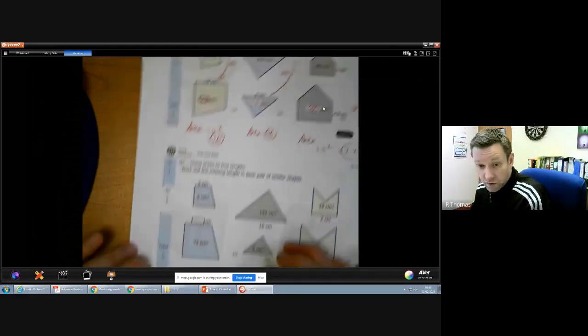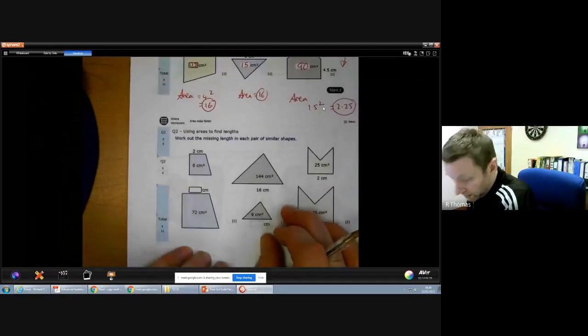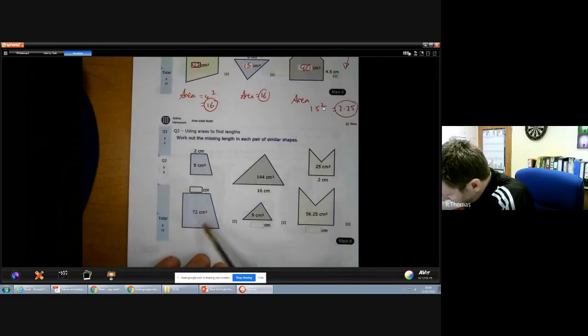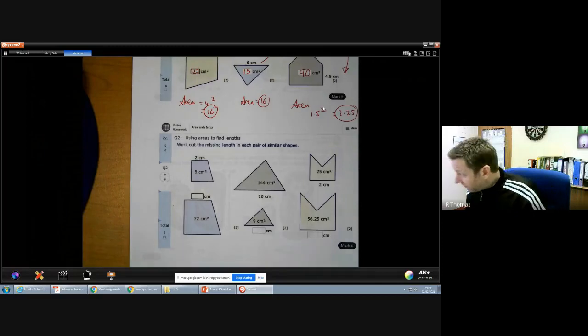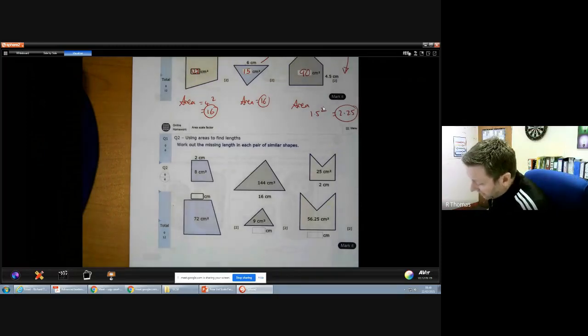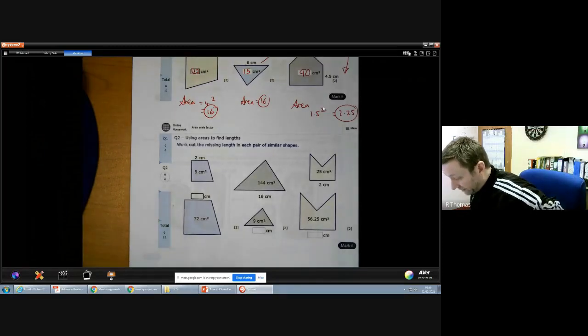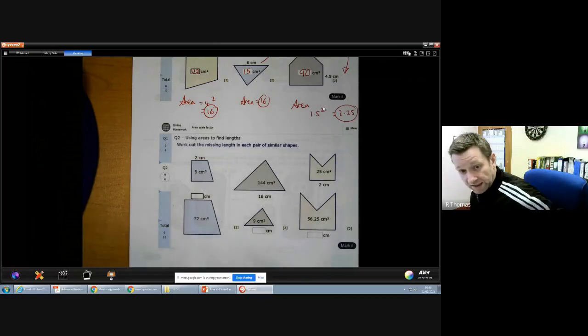Right, on to part 2 of the first homework. So this time they give us the corresponding areas of the similar shapes. So we'll be able to work out the area factor. We'll then square root that to get the linear factor, and then we can work out the new sides, okay?